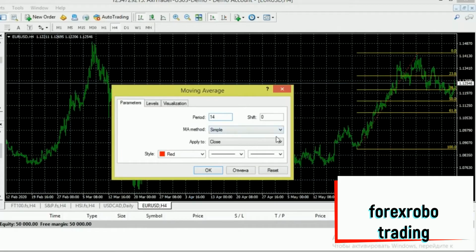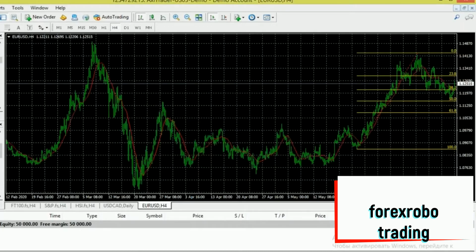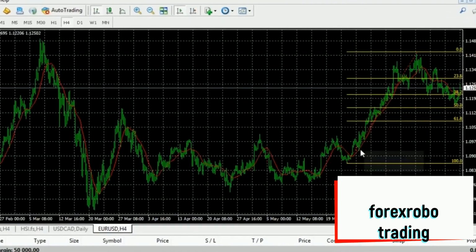Now, I'm going to use the simple moving average because I don't want the data overly weighted to the most recent data. I want a balanced moving average. And I'm going to go ahead, I'm okay with the red line. So I'm going to go ahead and click OK to load this moving average. Okay, now we see the moving average loaded onto this 4-hour euro-dollar chart.